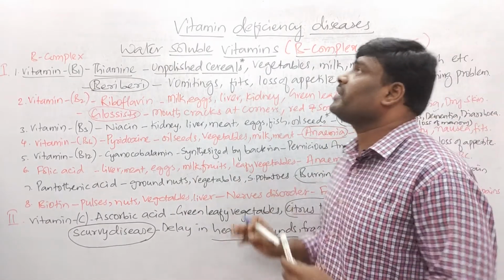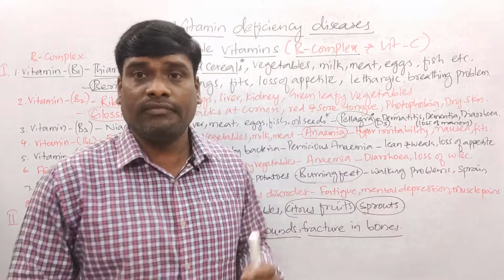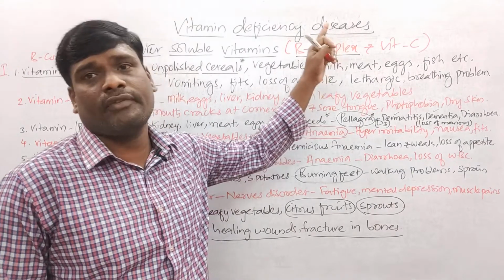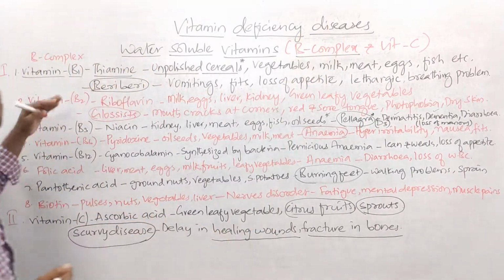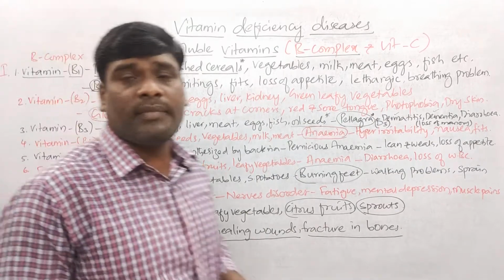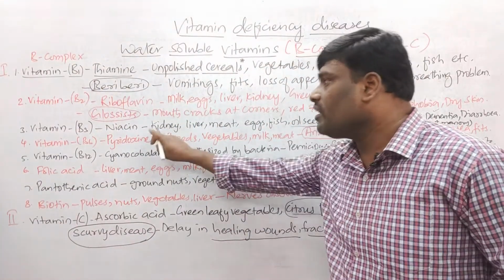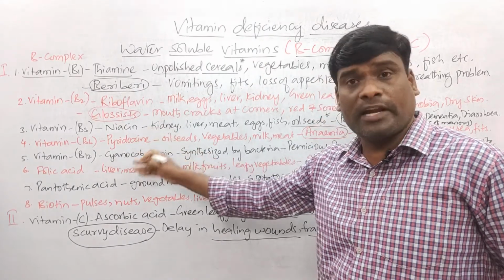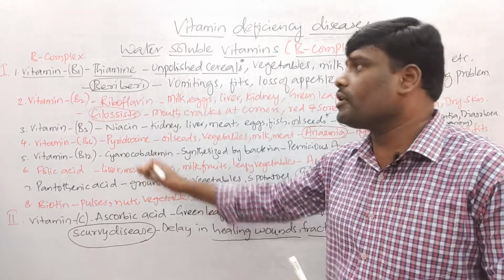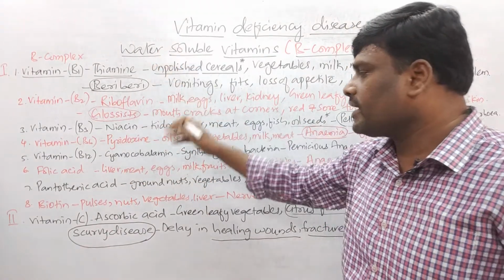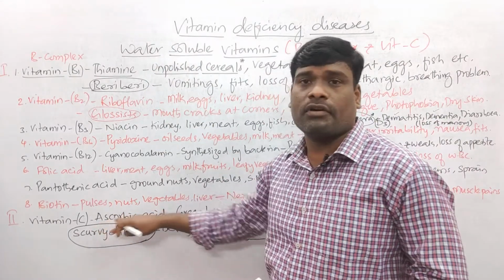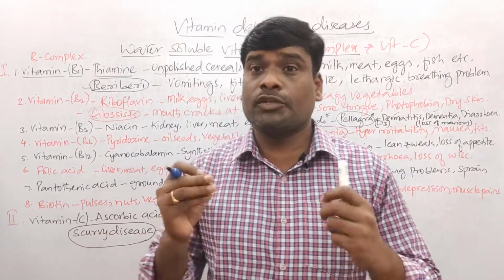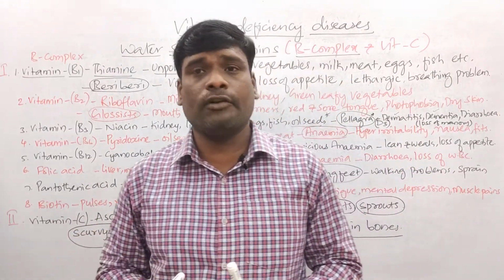So this is about vitamin C as well as the water soluble vitamins, that is B complex as well as vitamin C, children. What are the B complex vitamins? B1 thiamine, B2 riboflavin, B3 niacin, B6 pyridoxine, B12 cyanocobalamin, folic acid, pantothenic acid, biotin. All together we call it a B complex. And the next one is vitamin C, technically called ascorbic acid, children. So this is all about the water soluble vitamins, their sources, deficiency diseases and also symptoms.